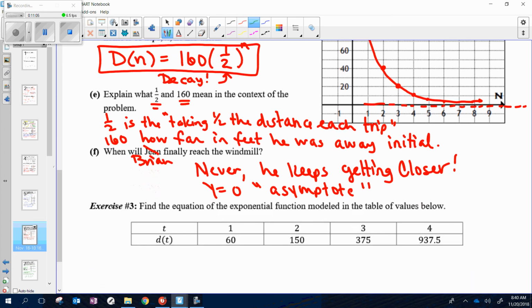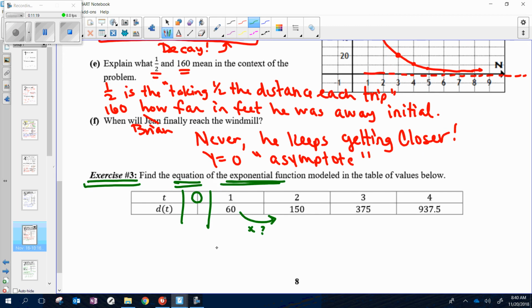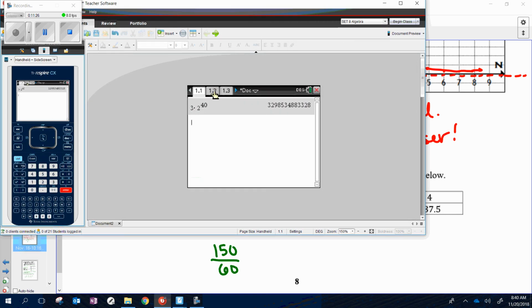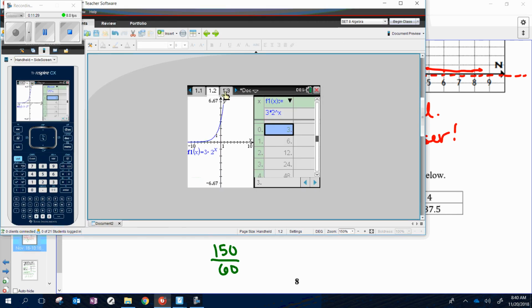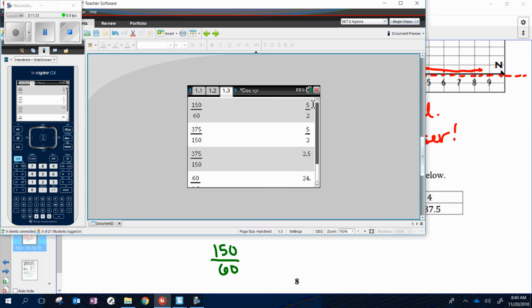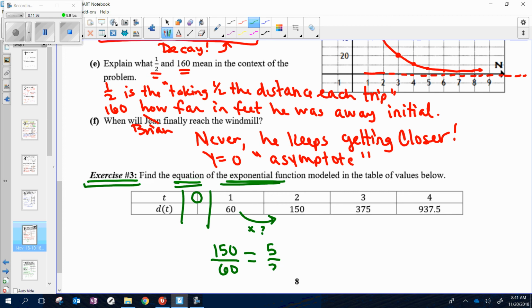All right, last question. Exercise 3. We're trying to find an equation. They told me it's exponential. So I'm looking for an initial value but not seeing it. So let's look and see what my multiplier is. I don't know what I multiply by. So I could guess by doing 150. Well, not really guess. Find it by calculating 150 over 60. I believe on my calculator I have a page of these calculations. 150 over 60. Yep, it's right there. It's 5/2. As a decimal, that's 2.5.